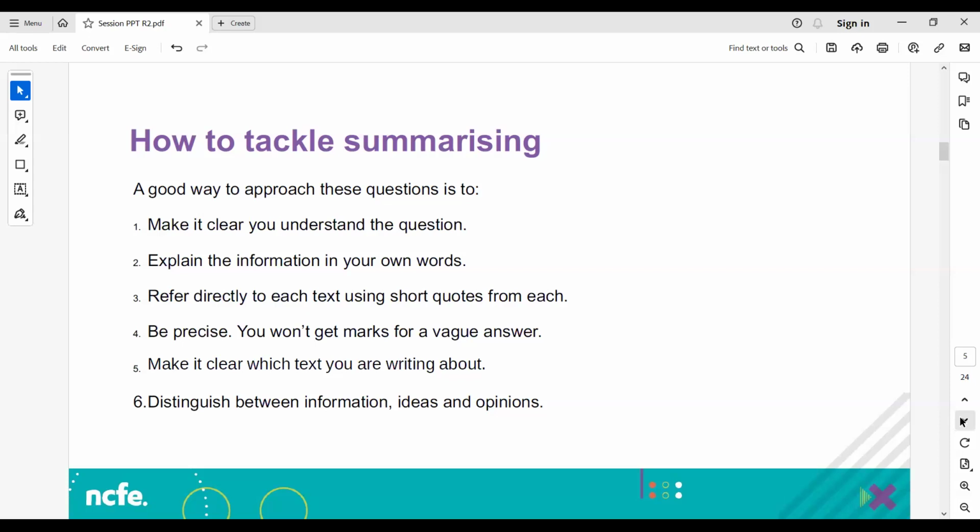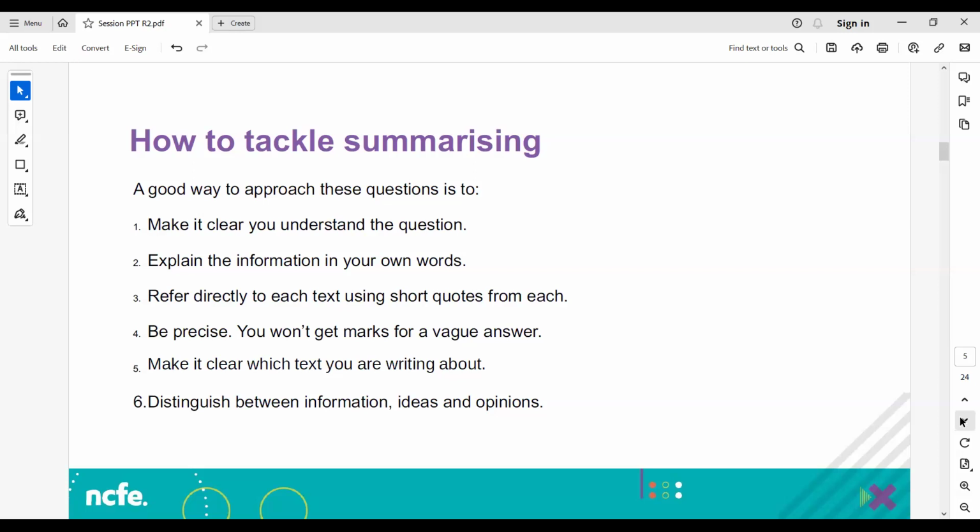The examiner doesn't want to see in your answer big chunks of copied text as a quote, just short, precise quotes. So be precise, you won't get marks for a vague answer. So however much you write in your answer, if it's vague and not precise and specific, then you won't get the marks. Make it clear which text you are writing about. So refer to the name of the document, document A, document B, and so on.